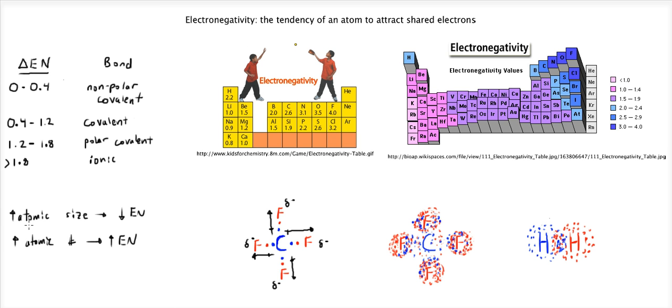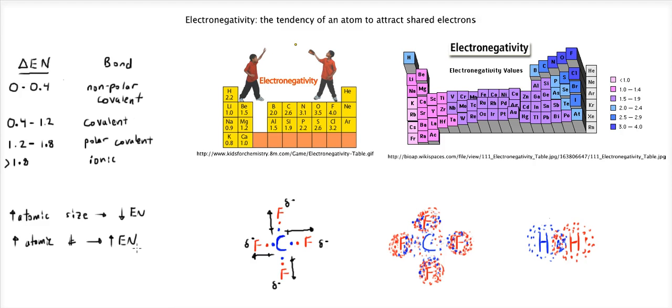As atomic size goes up, your electronegativity goes down. But as your atomic number goes up, which is the number of protons, your electronegativity goes up. And if we think about those two trends in the periodic table, we can make some generalizations. And now remember that the atomic size is really dependent on the highest energy level of the electrons. And as you increase in energy level, you're increasing your distance from the nucleus.